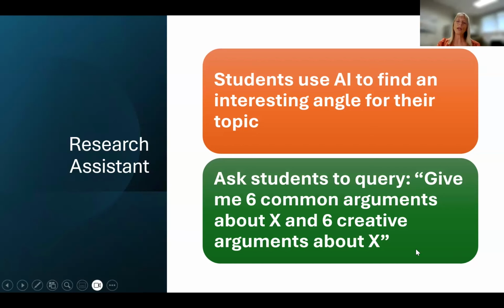I've had them do, give me 6 common arguments about this topic and 6 creative arguments about this topic. And then we have a discussion about, all right, so if that's a common argument, do you really want your essay to be a common argument, something that's already been said and done before? And the creative arguments can be really, really outlandish. Do you really want your essay to be about abortion by alien abduction? It opens up the door for a lot of discussion, some interesting ideas, and can spark some more ideas. But it can give them ideas of what not to write about because it's been overdone, or something that's a little bit too ridiculous.